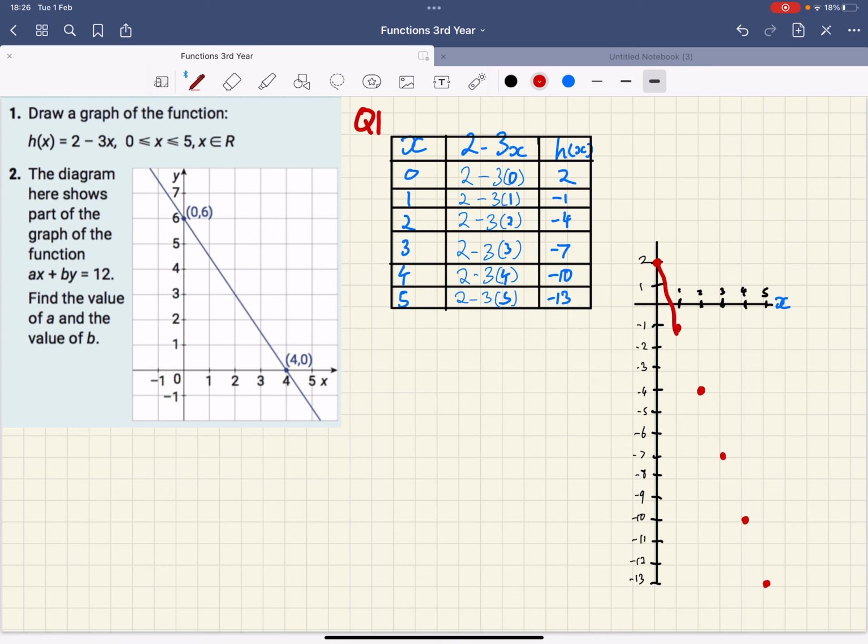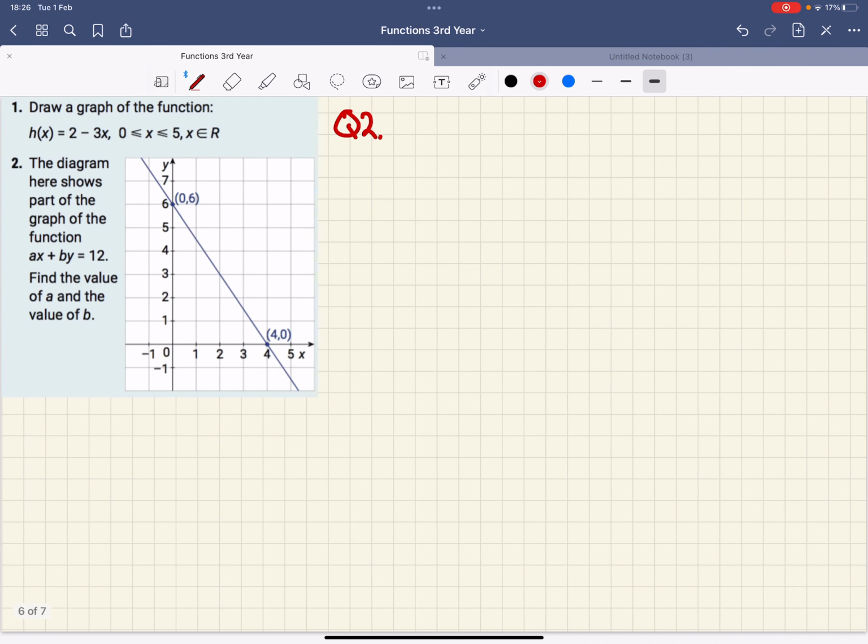And you draw a line down through them, but my app does a handy thing where it straightens it out automatically for you. Obviously, you would use a ruler in your exam. So that was question 1. Let's have a look at question 2.